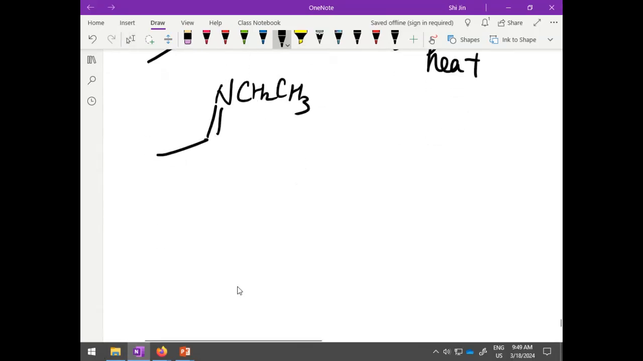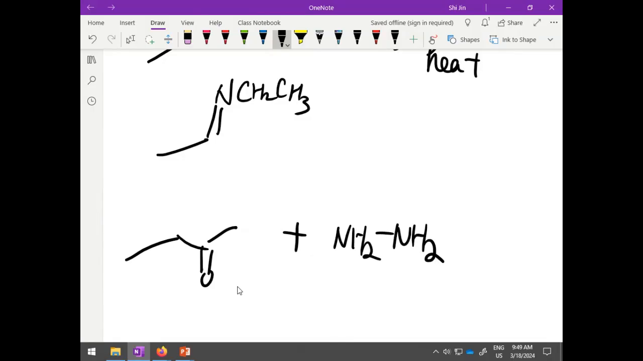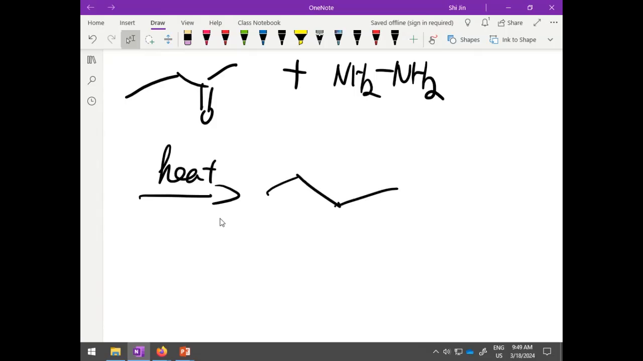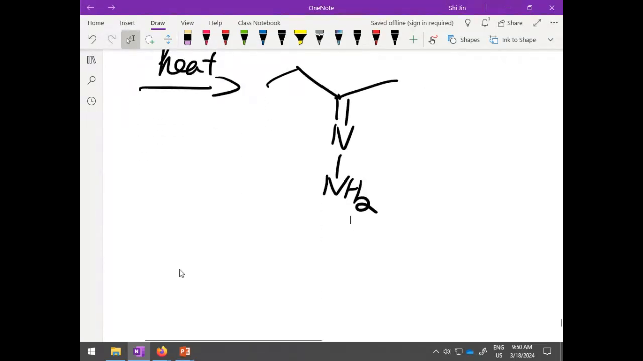And this reaction can actually happen with a number of other compounds with NH2 groups. This one, again, if you heat it, can give you the product. Basically, you will see all the NH2 react with the C=O double bond and become a C=N double bond. And another example.